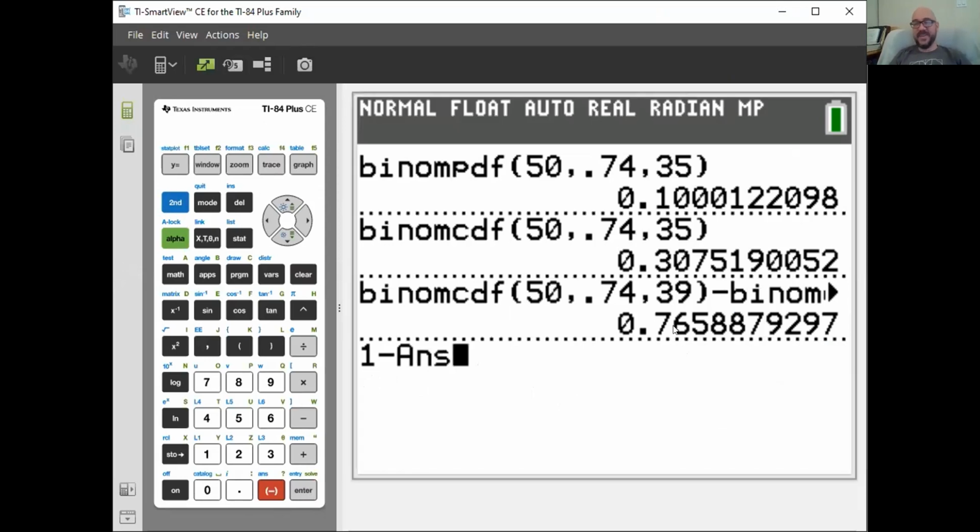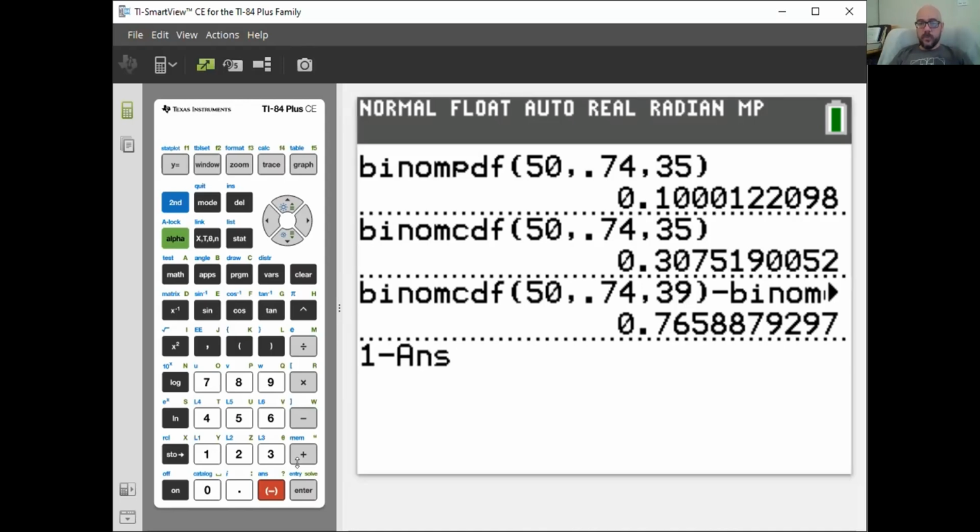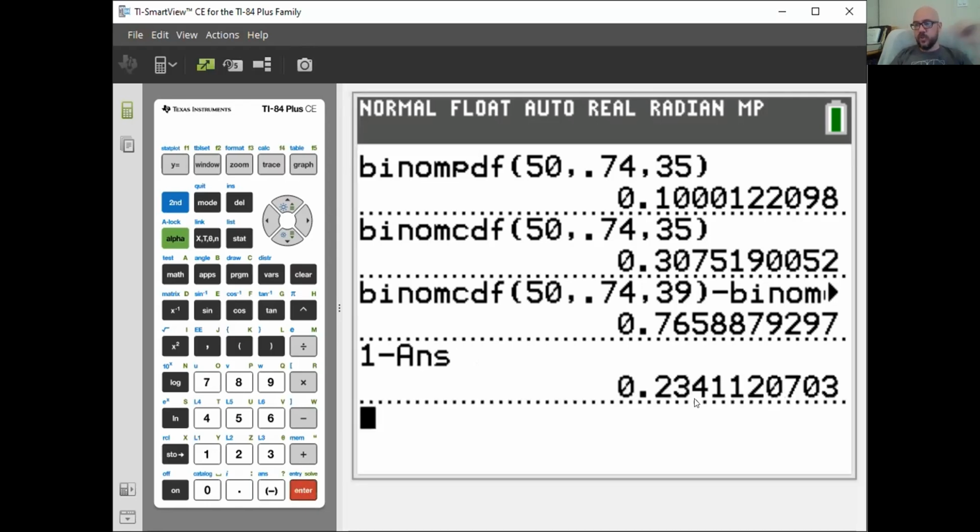Now we could do this again quickly in our heads by knowing, let's say I'm going to 4 decimal places, I'm calling it 7, 6, 5, 9. I would want this to be 9, 9, 9, 10. So it's going to be 2, 3, 4, 1. Right, so 0.2341.